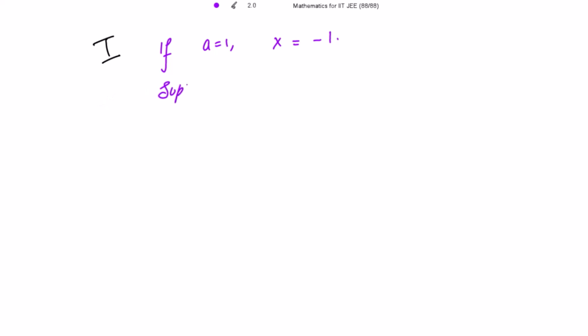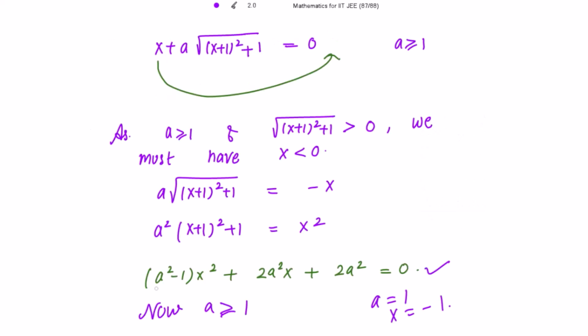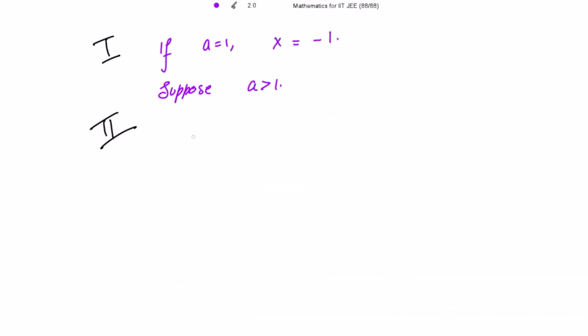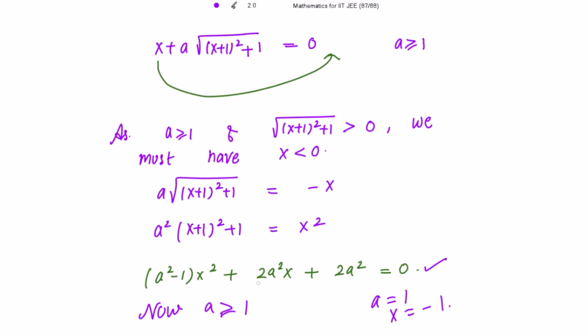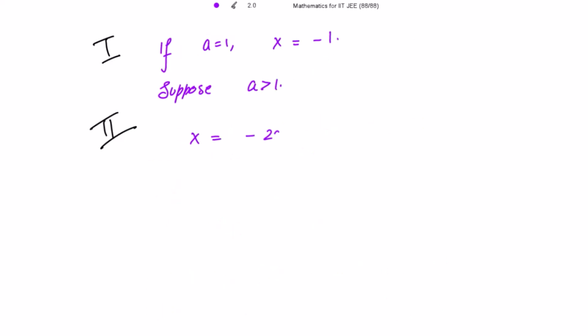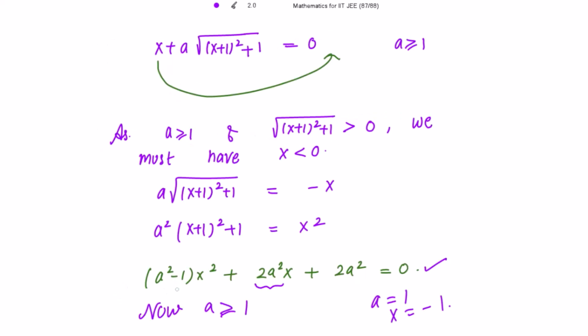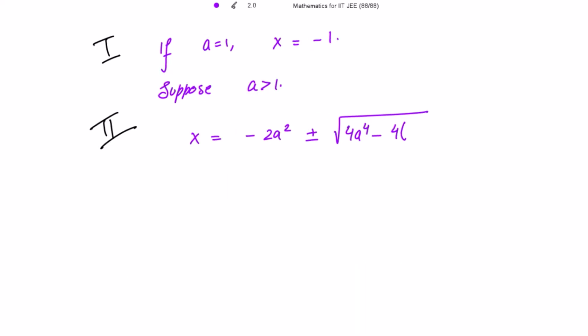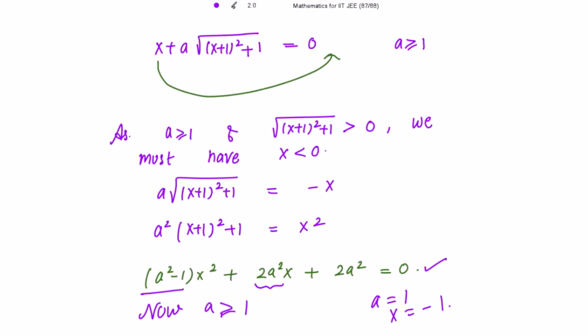Suppose a is greater than 1. If a is greater than 1, then from this equation we are getting the roots of x as x equal to negative b, that is minus 2a square, plus minus square root of b square, that is 4a to the power 4, minus 4 times a square minus 1 into 2a square, divided by twice of a square minus 1.